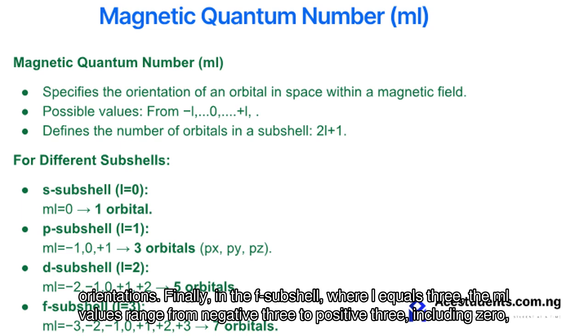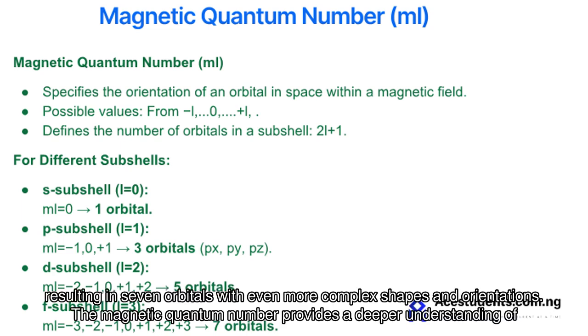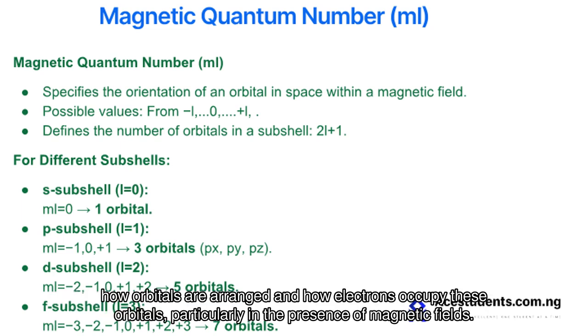Finally, in the f subshell, where l equals 3, the ml values range from negative 3 to positive 3, including 0, resulting in 7 orbitals with even more complex shapes and orientations. The magnetic quantum number provides a deeper understanding of how orbitals are arranged and how electrons occupy these orbitals, particularly in the presence of magnetic fields.